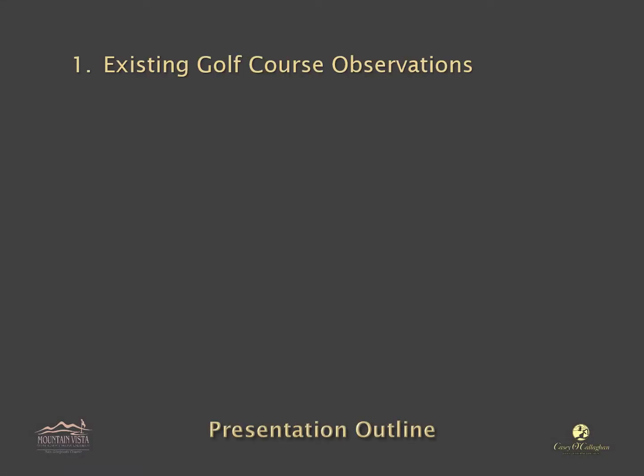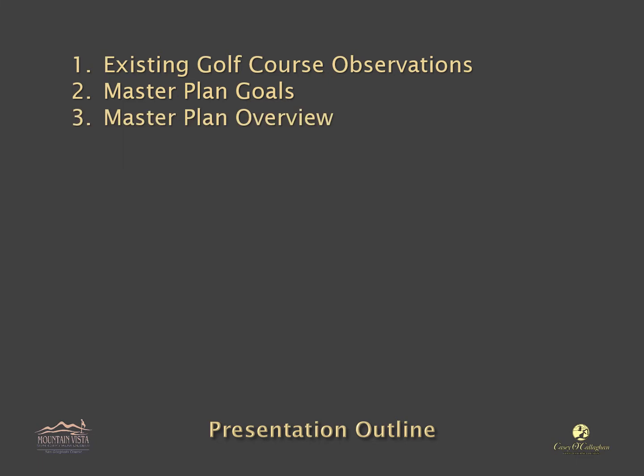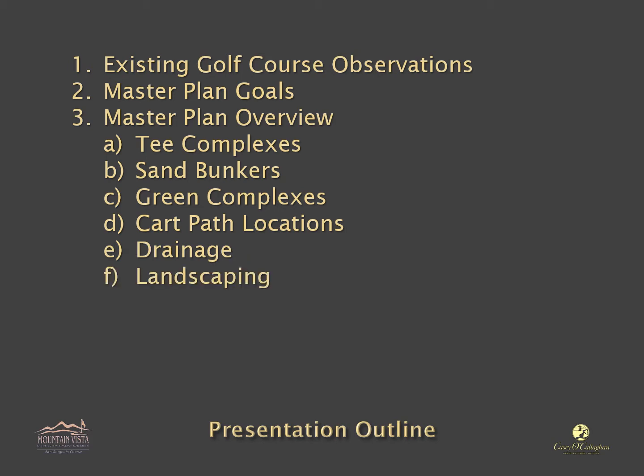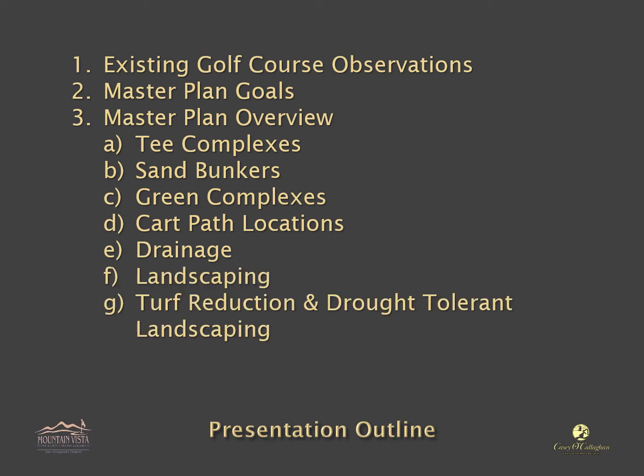Now we will move on to the master plan. We'll begin with our existing observations of the golf course, how we identify the master plan goals, an overview of the master plan focusing on the tee complexes, the sand bunkers, the green complexes, car path locations, the drainage, landscaping, and finally turf reduction and drought tolerant landscaping.